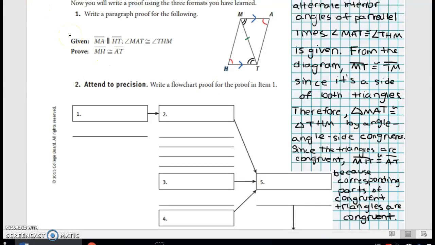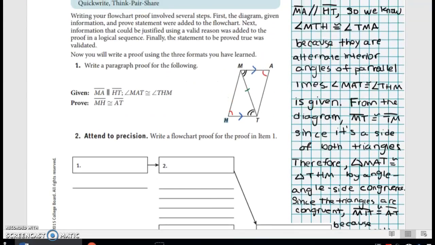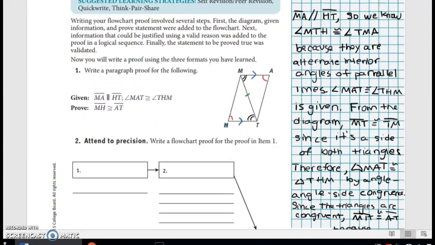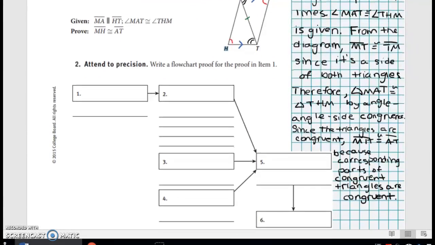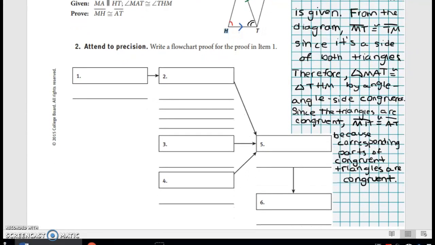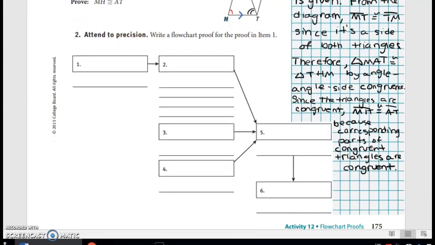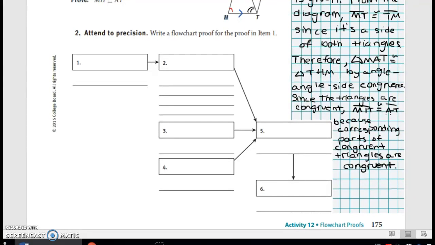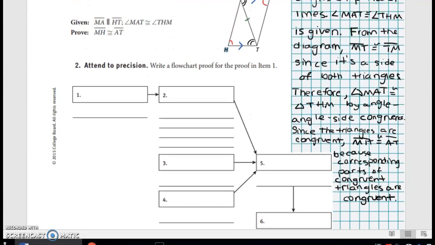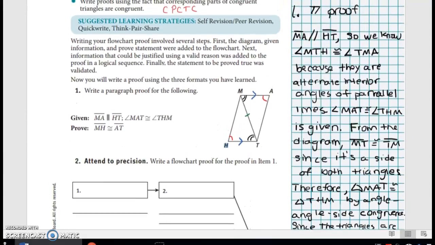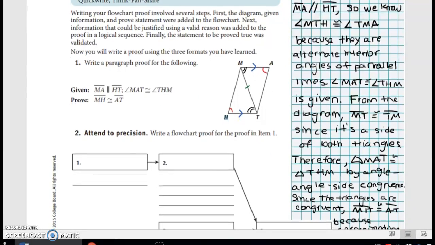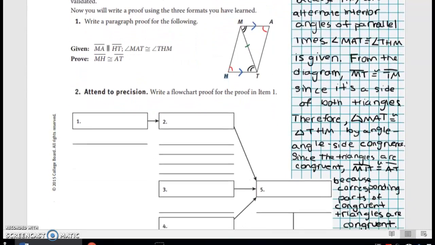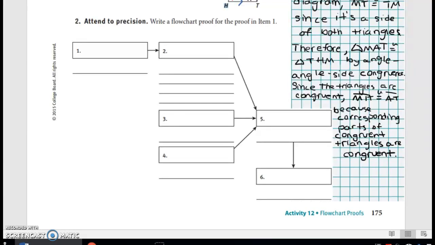So there can be a little bit of variation within this paragraph proof, but the gist of it is going to be the same. You're going to need all those different pieces of information to be able to prove that segment MH is congruent to segment AT. Now I want you to go ahead and pause the video and try and fill out the flowchart proof from item 1. So it's going to be similar to your paragraph proof, and you're going to be able to use your paragraph proof and the way that it's organized to be able to fill in your flowchart proof. So go ahead and pause the video at this time.